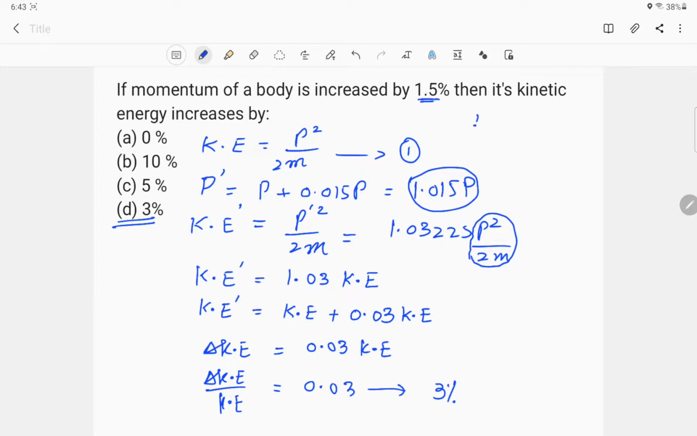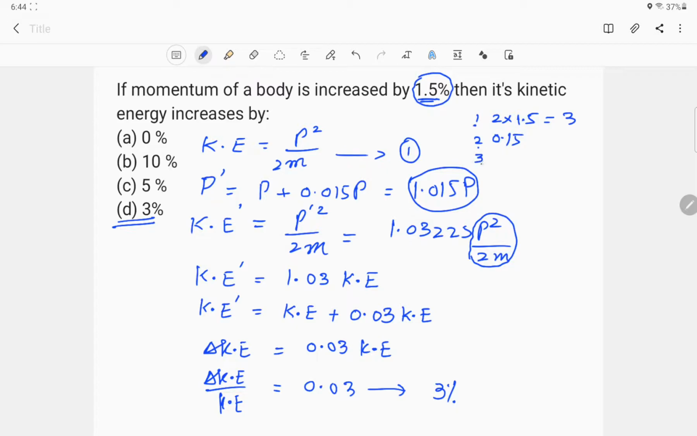you just double the percentage change that is given to you, that is 1.5 times 2, which will be equal to 3. Step number 2, take the 10th part of the given change in momentum. As we are given the change of momentum, that is 1.5, the 10th part of this will be equal to 0.15.